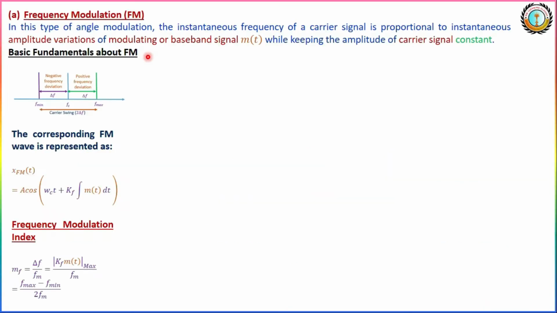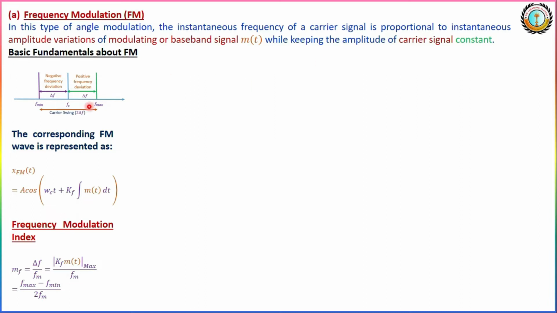As per the previous lecture, we already know the definition of FM: FM is the type of angle modulation in which the instantaneous frequency of the carrier signal is proportional to the instantaneous amplitude variation of the modulating or baseband signal, and this is done while keeping the amplitude of the carrier signal constant.